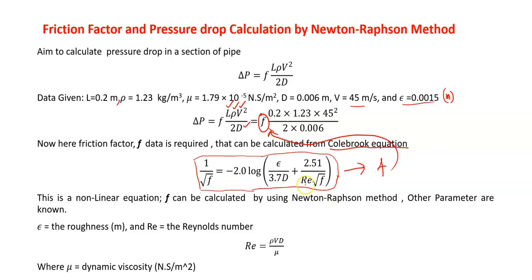Now here is the Reynolds number. So for this equation, epsilon is given, D is given. Now we have to calculate Re. Okay, so Re, that is rho V D by mu. So if we plug all these values, we will get Re.